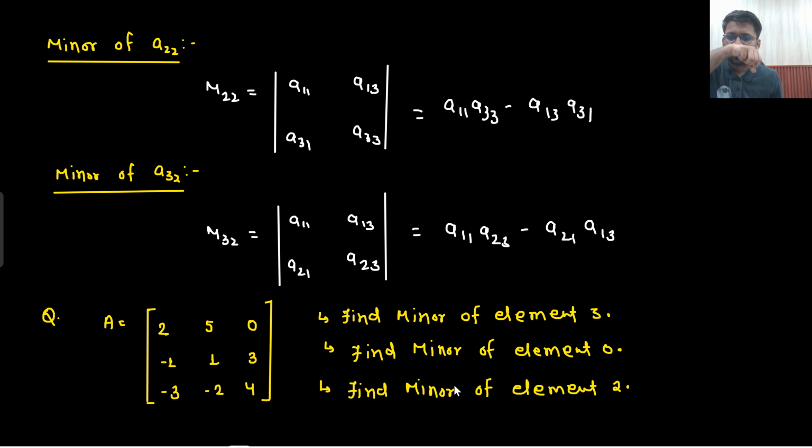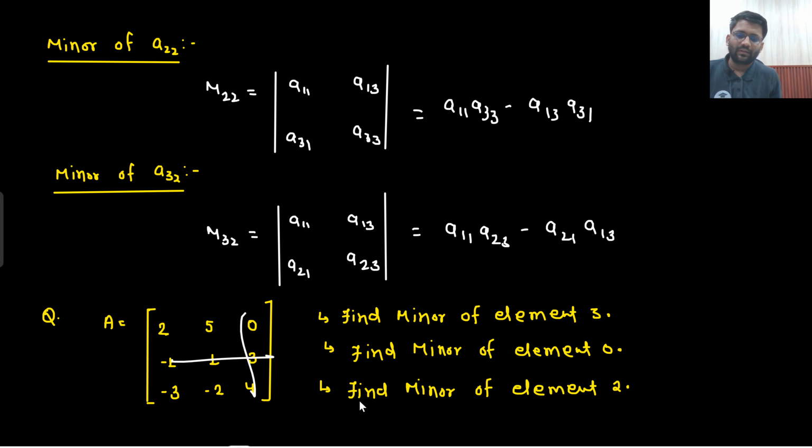Solve this numerical on your own. You need to find out the minor of element 3. Where is element 3? This is element 3. With respect to this, you block this particular row and column and you will get the minor of element 3. So what will you be left with? 2, 5, minus 3, minus 2.